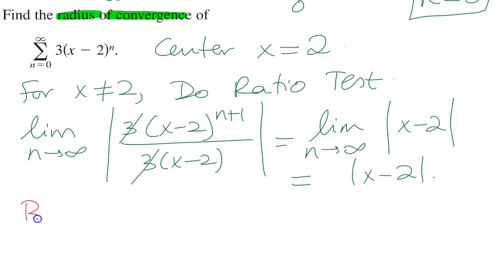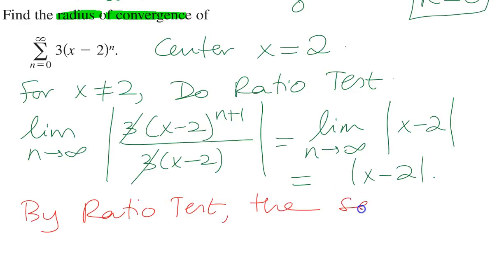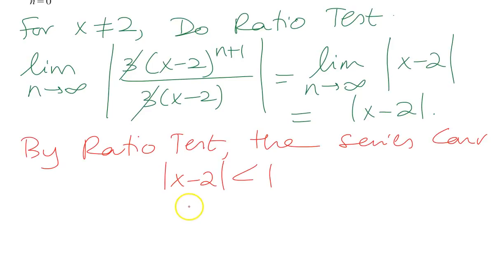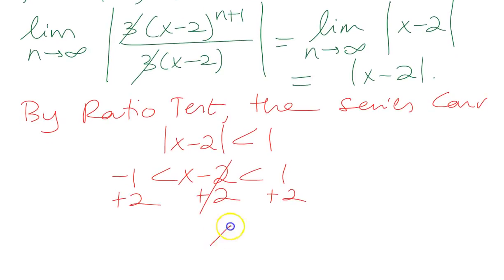So what we can say is, by the ratio test, the series converges when the limit of the ratio, in other words, when the absolute value of x minus 2 is less than 1. So you take the limit, whatever limit you get here, and make it less than 1. Okay, now solve for x. Remove the absolute values by sandwiching x minus 2 between negative 1 and 1. Now it's a double inequality, add 2 everywhere. Okay, so what do you get? You have x in the middle, 3 here, and 1 here.